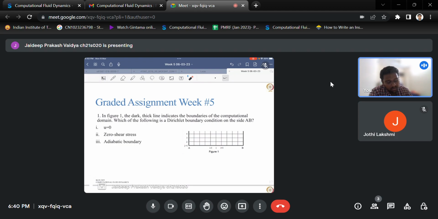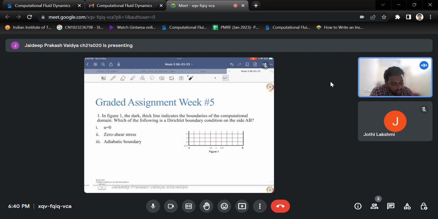Next, we'll move on to the graded assignments for the week that just got over, graded week 5. Week 5 was dealing with questions related to how you can discretize the equations and what the different ways are to get an answer from each of them. So, with respect to that, we'll start by solving the first question.